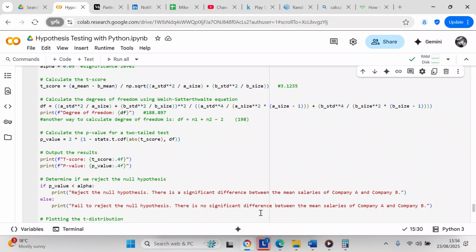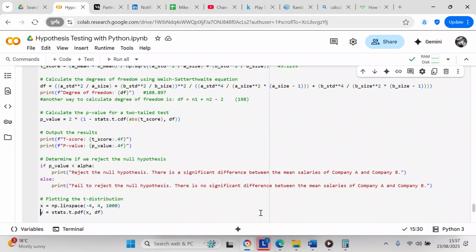So if the p-value is less than alpha, and alpha is 0.05, then you're going to reject the null hypothesis, and there is a significant difference between the mean salaries of company A and company B. If the p-value is greater than alpha of 0.05, you're going to fail to reject the null hypothesis because there is no significant difference between the mean salaries of company A and company B.